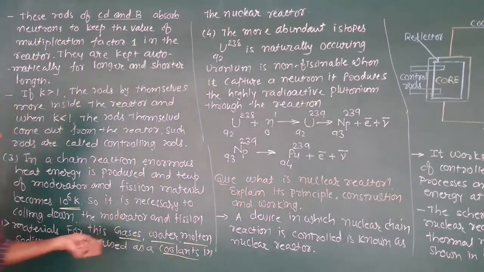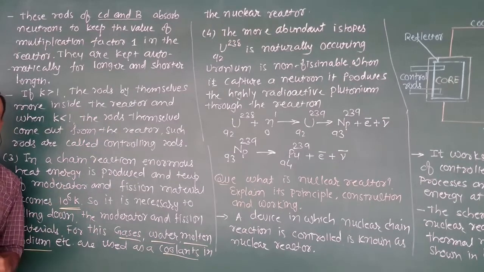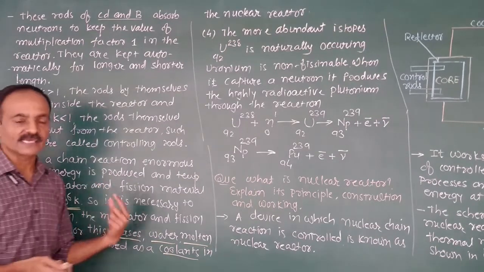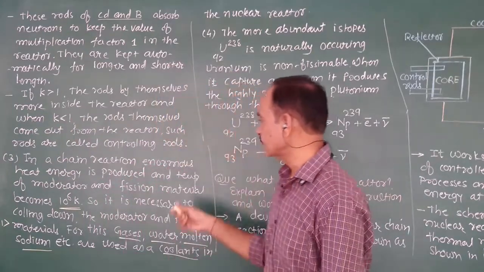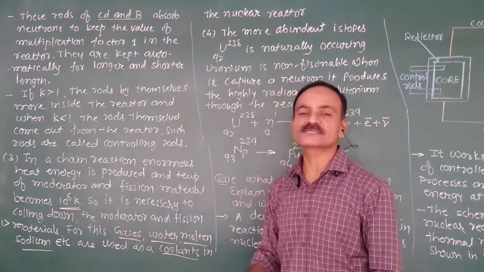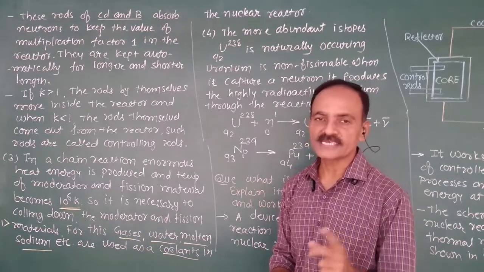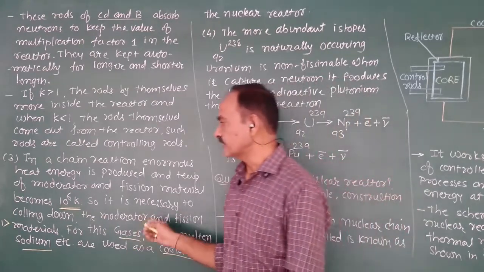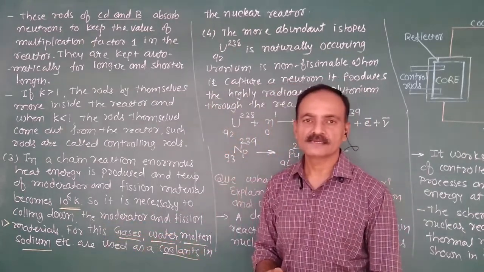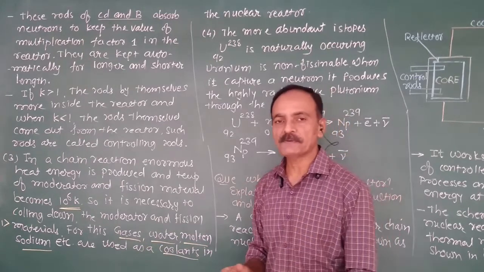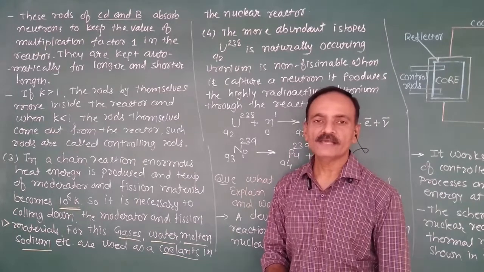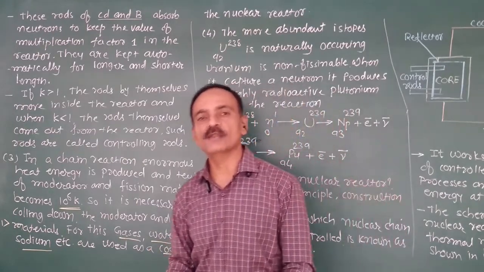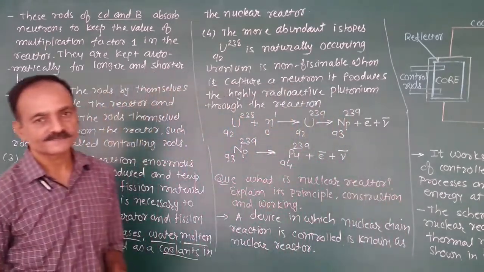The third difficulty is that in a nuclear chain reaction, a large amount of heat energy is produced. The temperature of the moderator and the fission material is approximately 10⁶ Kelvin. So it is necessary to cool down the moderator and fission material. For that purpose, coolants, gases, water, molten sodium, etc. are used as a coolant in a nuclear reactor.